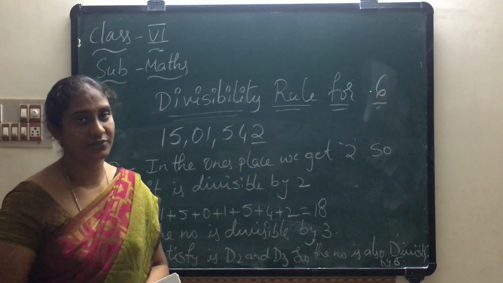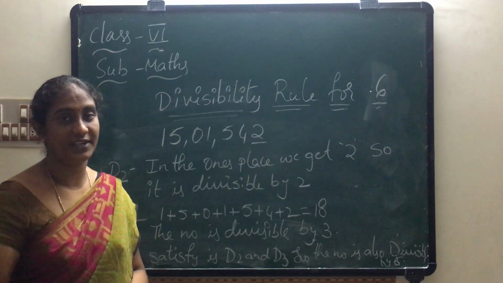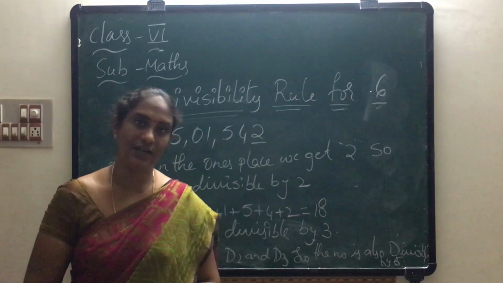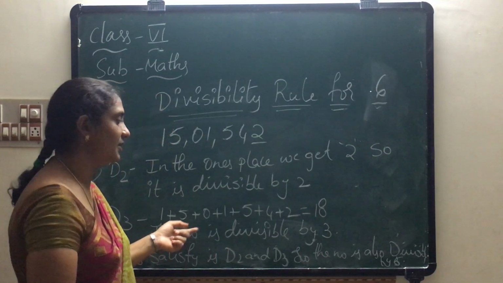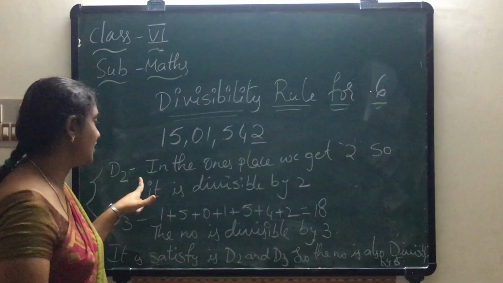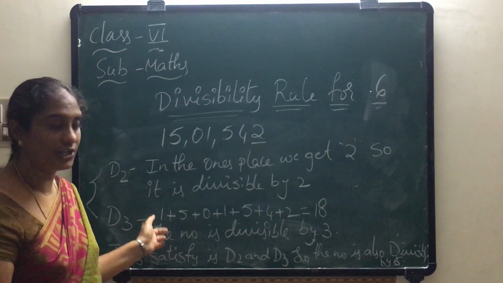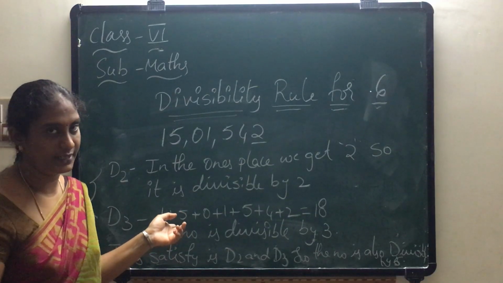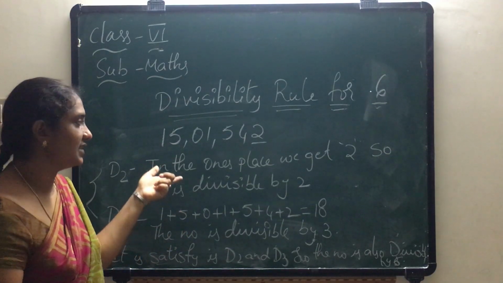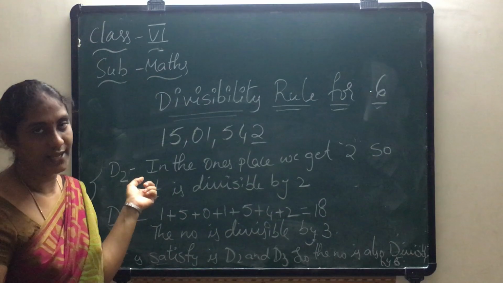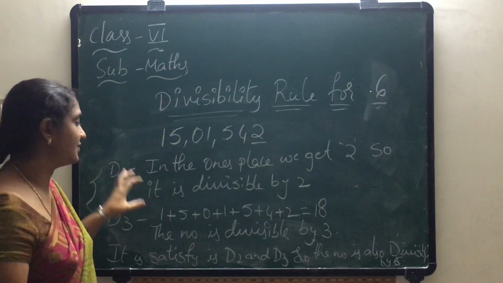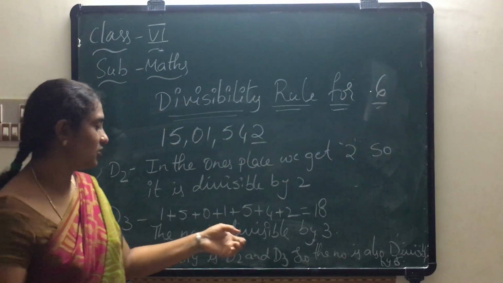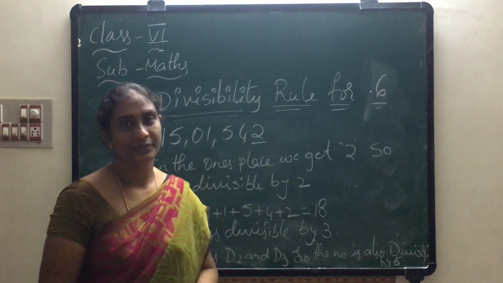Is 18 a multiple of 3 or not? Yes. Why? Because how many times do you get 18 in the 3 table? 6 times. 6 3s are 18. So, it is divisible by 3. In two conditions, it is satisfied. So, now the number compulsorily must be satisfied in D2 and D3. Now, by observing these numbers, is it satisfied or not? Yes. In the 2 table it is satisfied and the 3 table also it is satisfied. So, the total number is also divisible by 6.